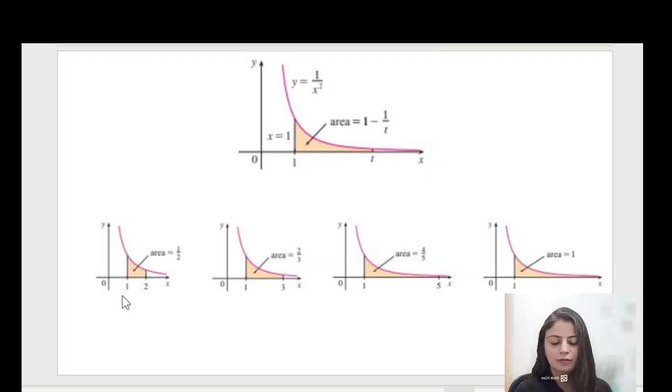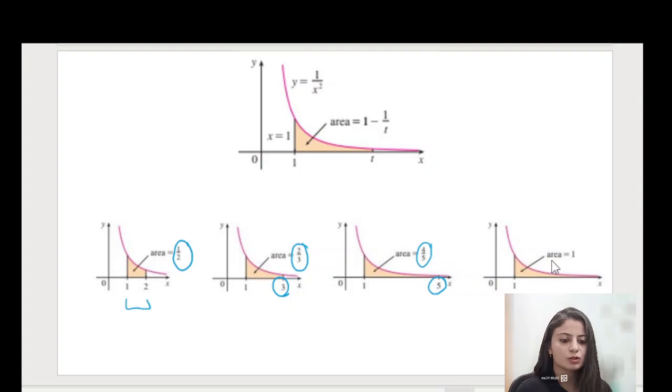Now observe this graph. At t equals 2, the value of area is 1 by 2. At t equals 3, the value of area is 2 by 3. At t equals 5, the value of area is 4 by 5. So as t keeps on taking larger and larger values, the value of this area is coming closer to 1. So using this example as a guide, we defined integral over an infinite interval as the limit of integral over finite intervals.